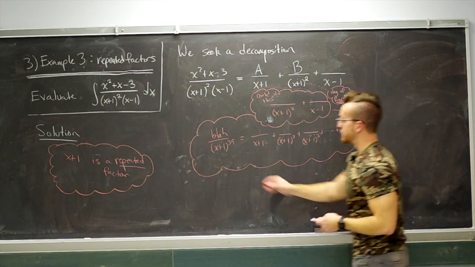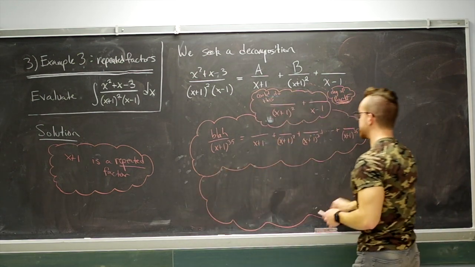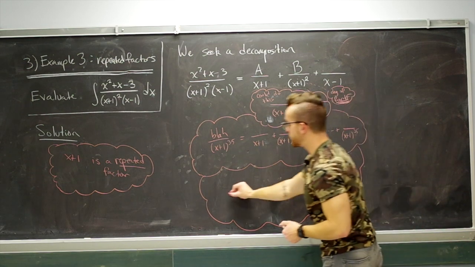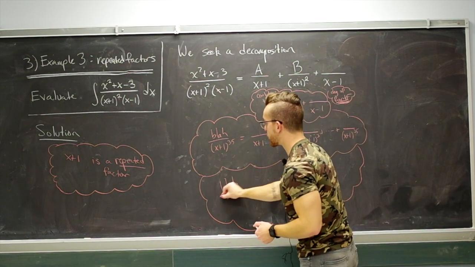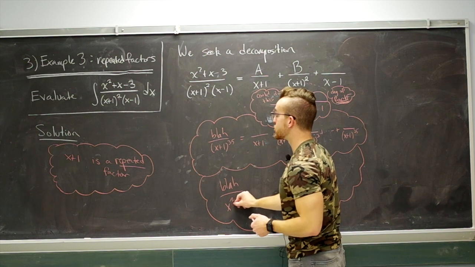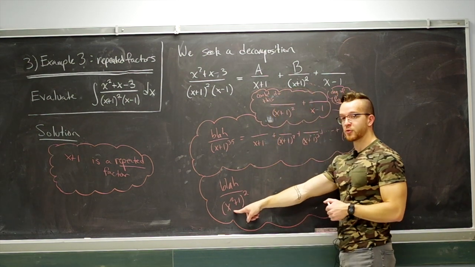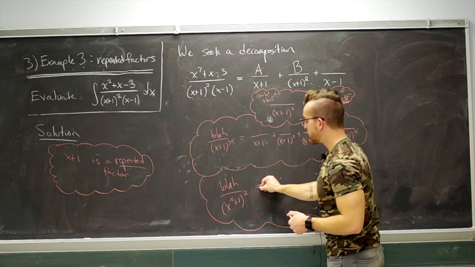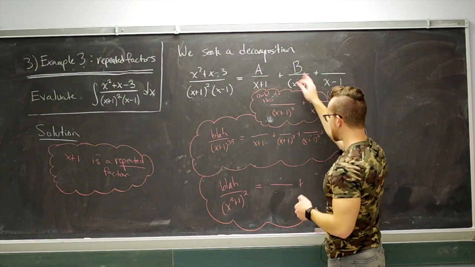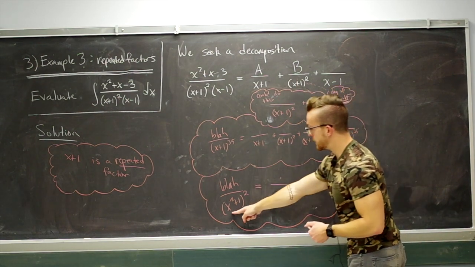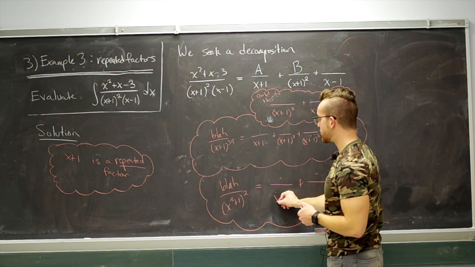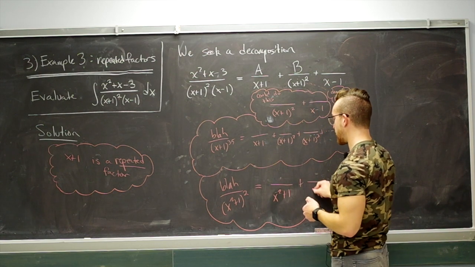Maybe one more quick example to contrast this with something else. What if you had a scenario where you had a repeated quadratic factor? A repeated irreducible quadratic factor. The analog of the decomposition here would be two terms of successively increasing power of the factor.